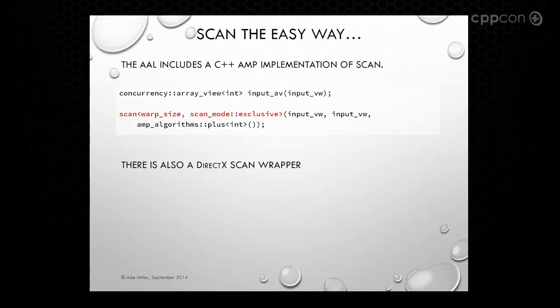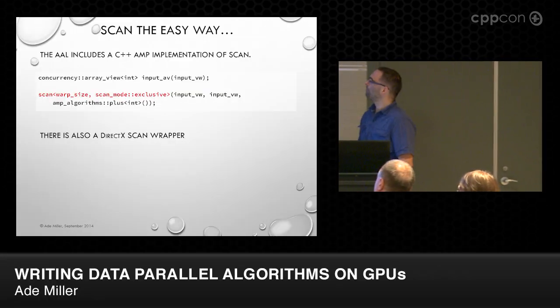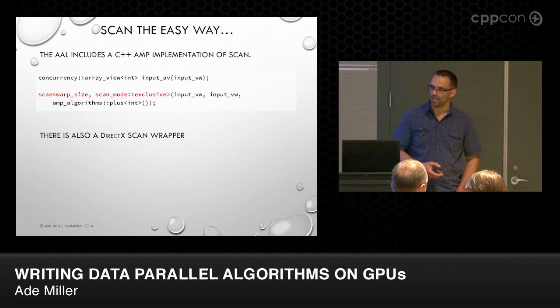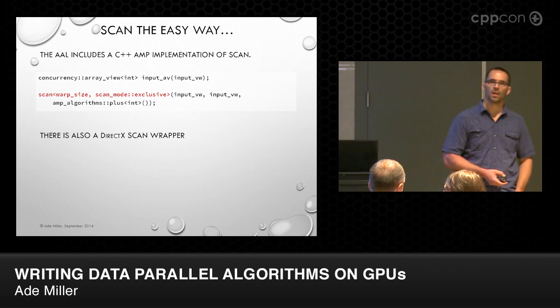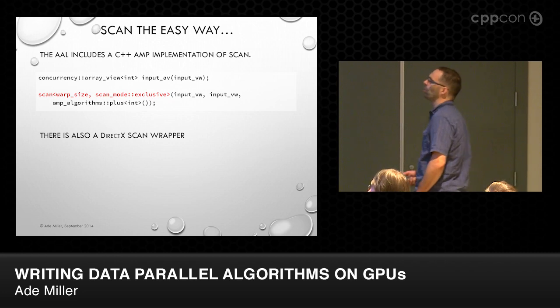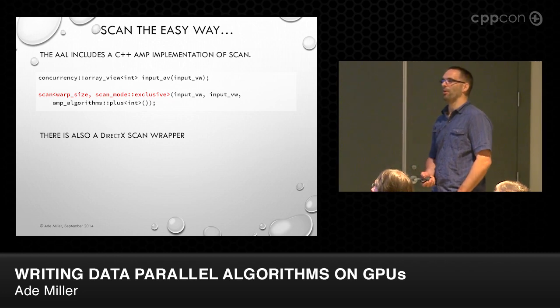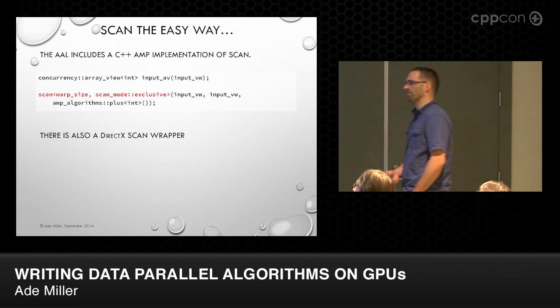And again, you shouldn't have to write scan, but you may need it because it's a really common building block of other GPU algorithms. The AMP algorithms library supports scan. I believe Thrust supports scan. There are probably other libraries that support scan too. There's been lots of research, lots of papers on how to write better, more efficient scans.